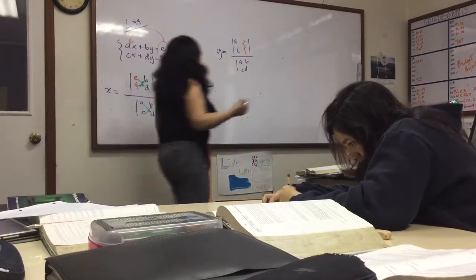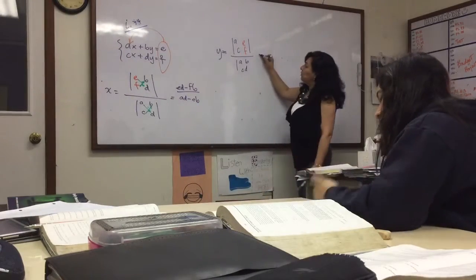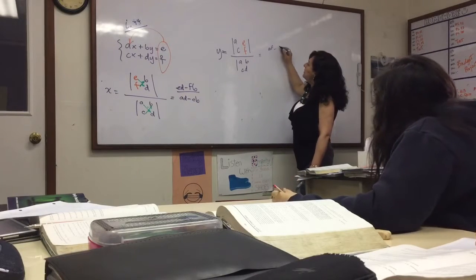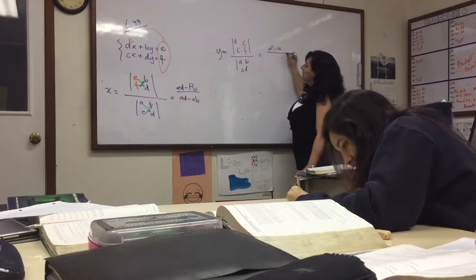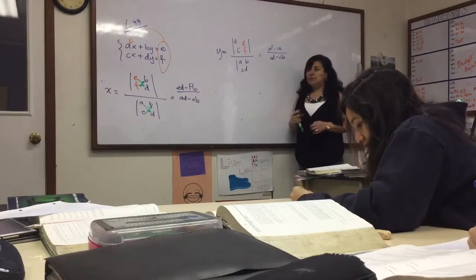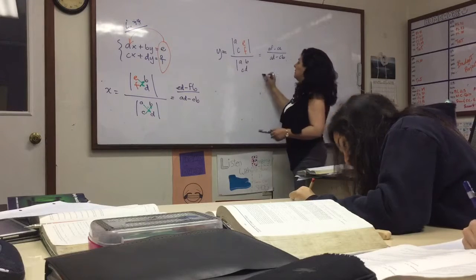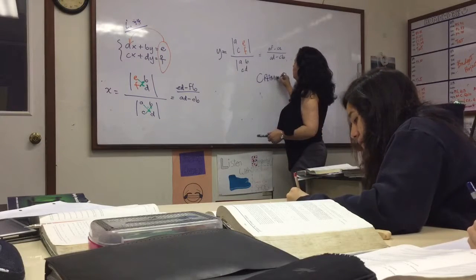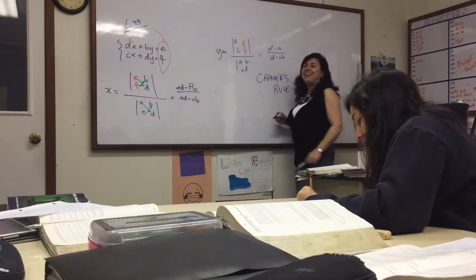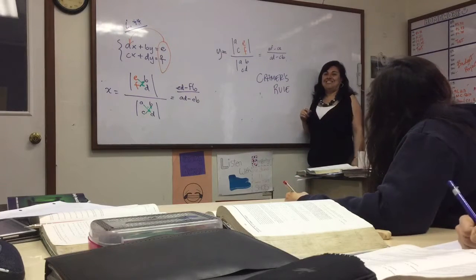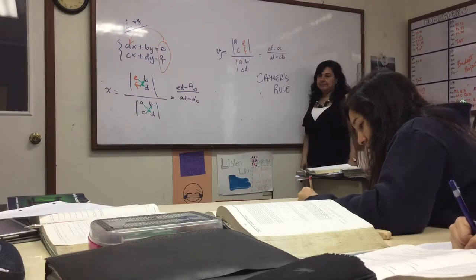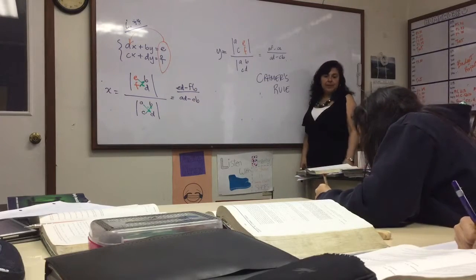Mm-hmm. This one here would be AF minus CE over, same thing, AD, CB. And this is, guess what the guy's last name was? Kramer. Got it. Okay? Really easy, right? Mm-hmm. That's it. That's it.